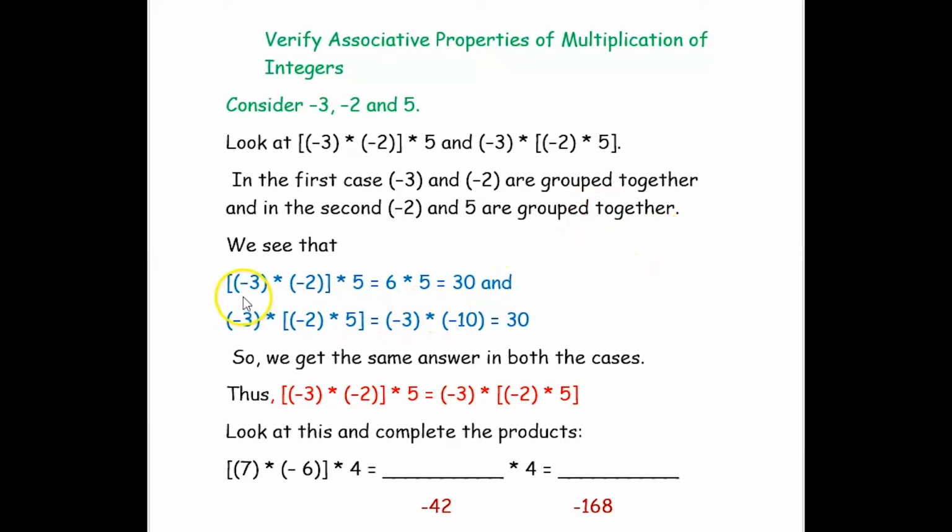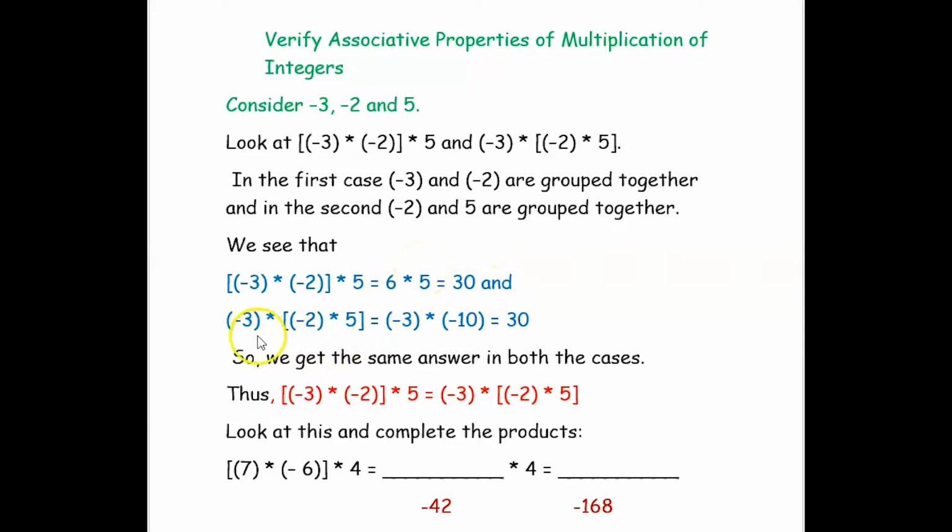First, -3 and -2 are grouped together. So -3 into -2: a negative number is multiplied an even number of times, so you will get a positive result. 3 into 2 is 6. So it is +6 into 5. 6 into 5 is 30. So this is for the first one.